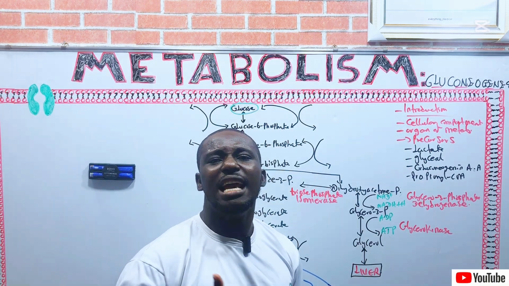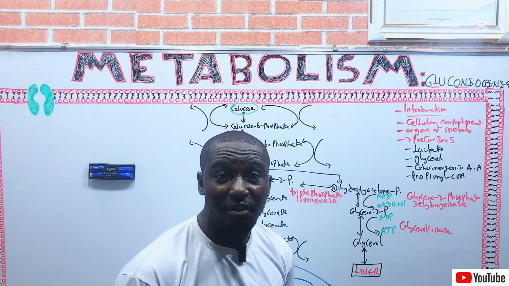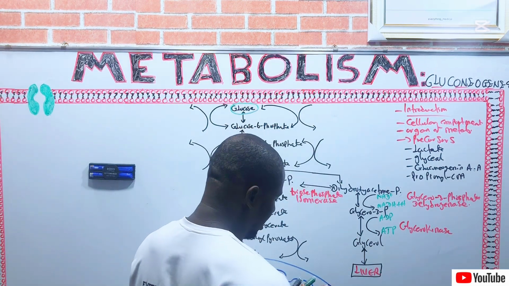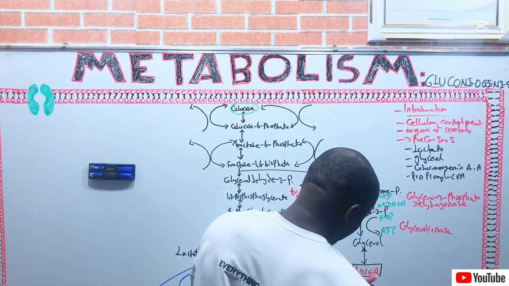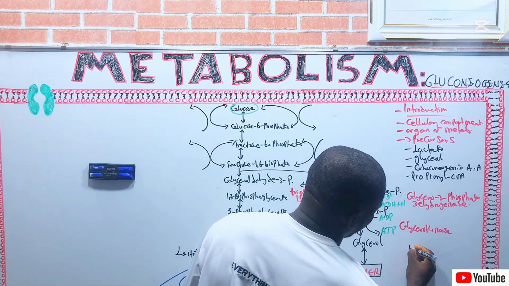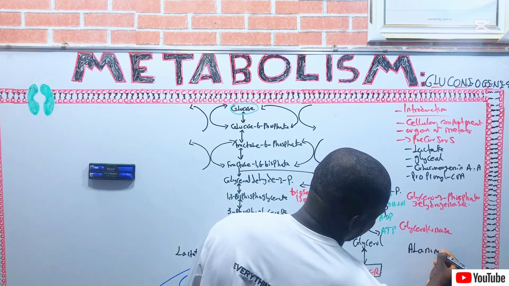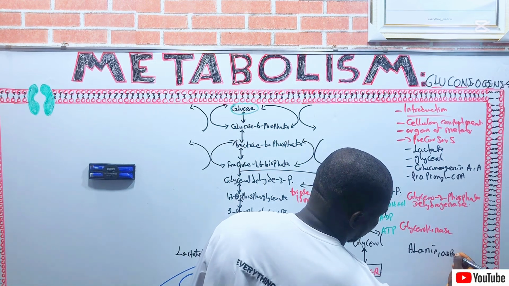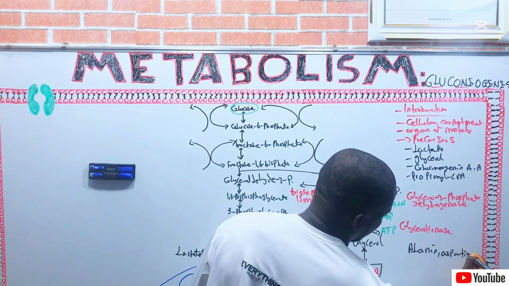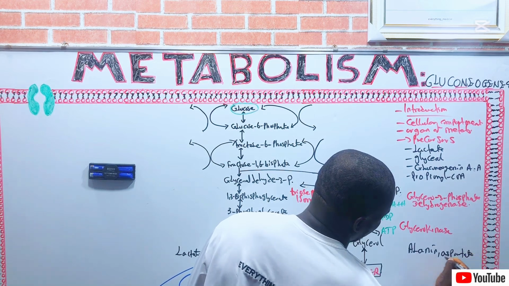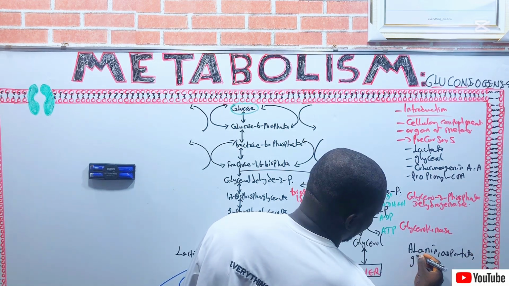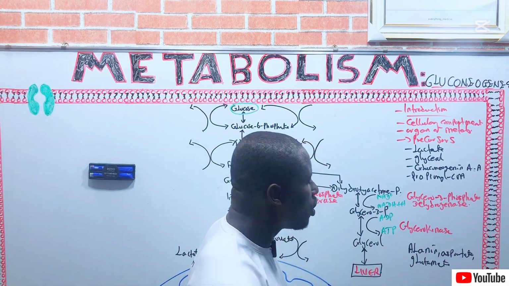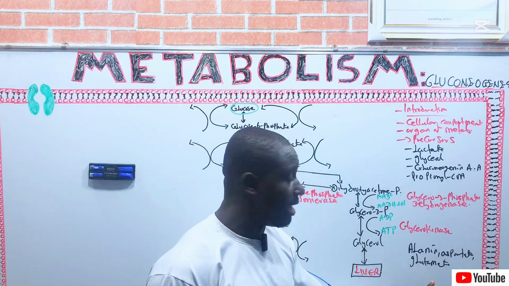Now, what are the examples of the glucogenic amino acid we have in gluconeogenesis? Number one, we have alanine, we have aspartic acid or aspartate, and number three, glutamate or glutamic acid. Now, these are the three profound glucogenic amino acids, right?